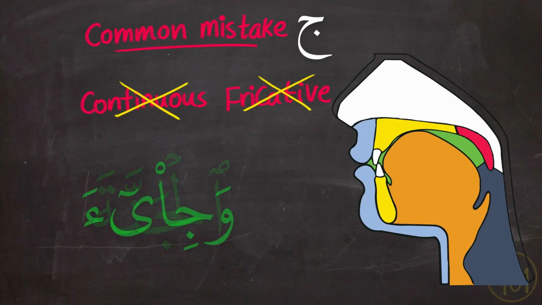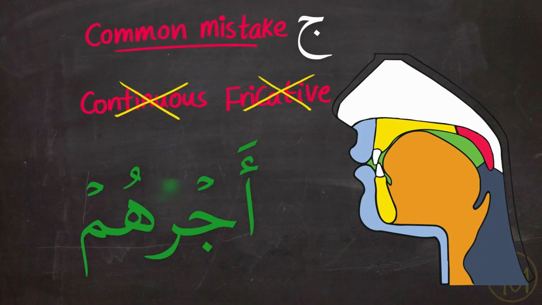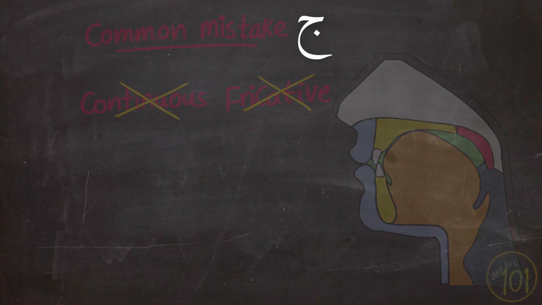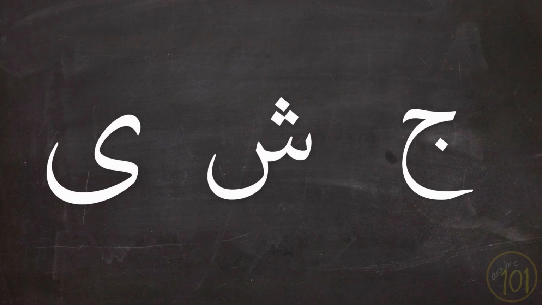الجنة, وجيء, أجرهم. So these are the three sounds that are produced from the middle part of the tongue. Jim, Shin, الياء غير المادية.